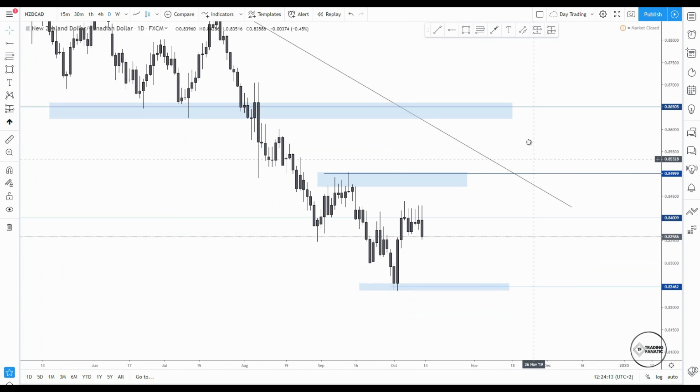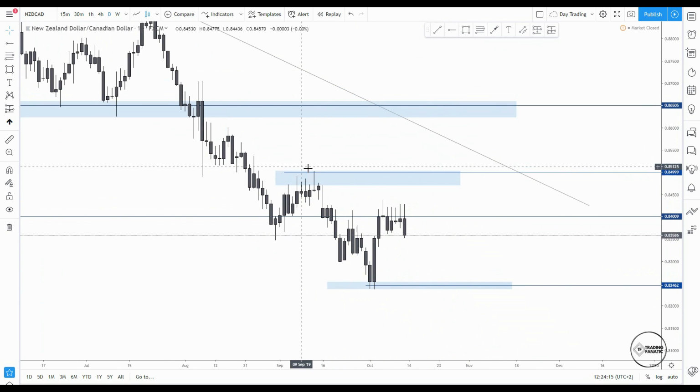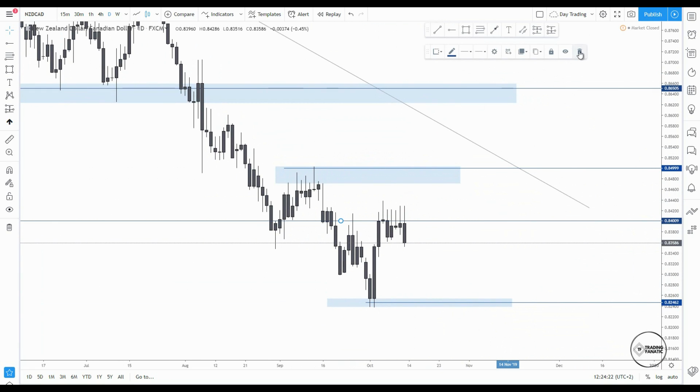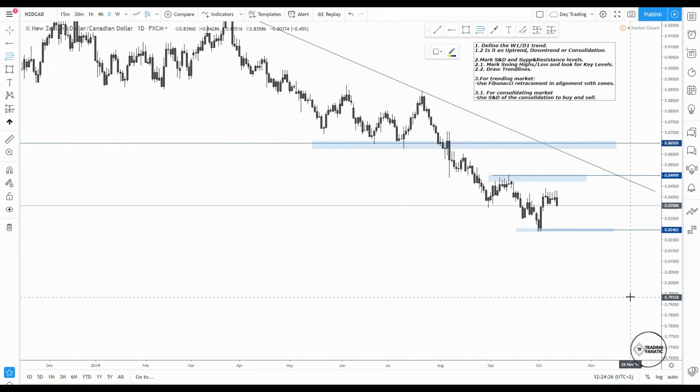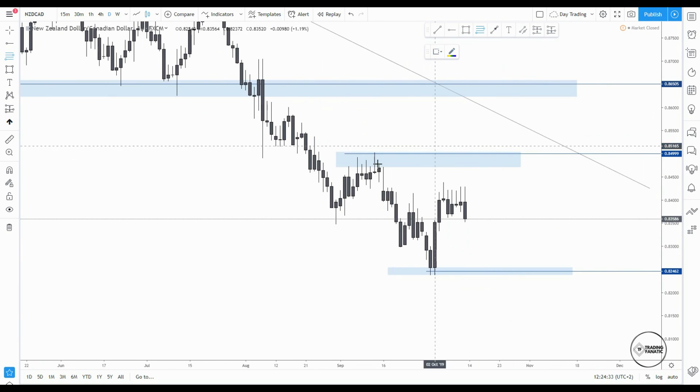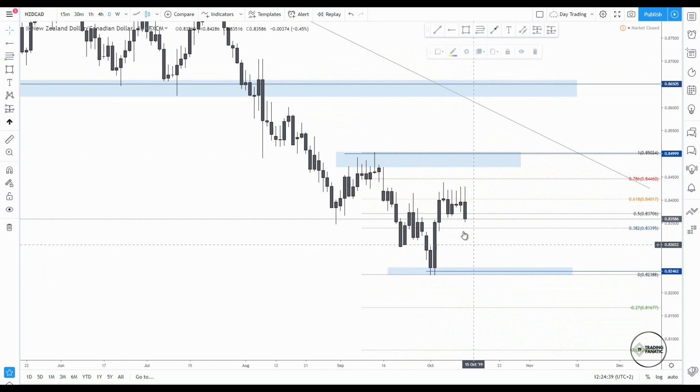But what we are looking at now is this. We had this push to the downside for a lower low and we expect a lower high. How do we identify where the lower high will take place? Very simple, guys. Remember, for trending markets, use Fibonacci retracement in alignment with zones. After we had the move down and this bullish engulfing, we should identify that the retracement is starting. We grab our swing high and our swing low and we wait for the retracement to happen.